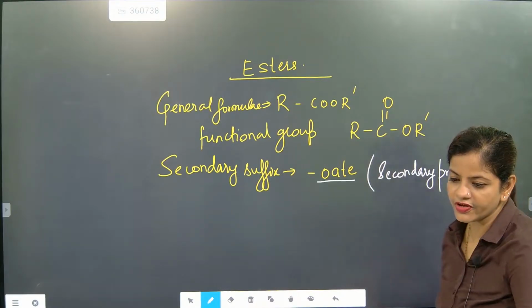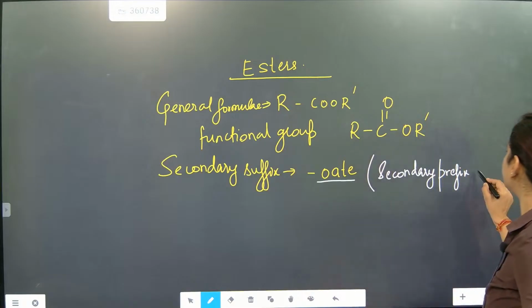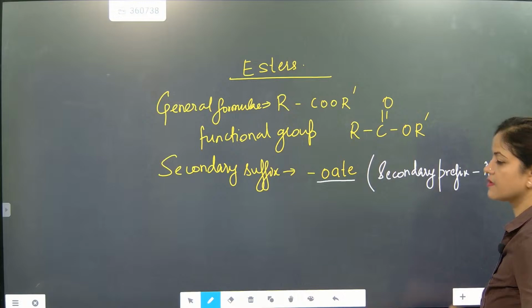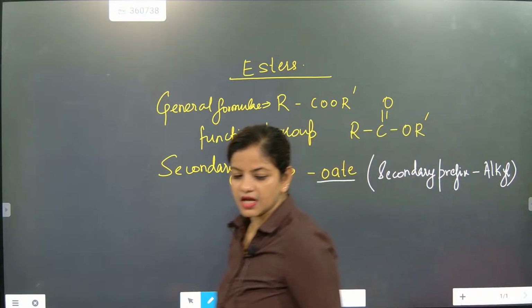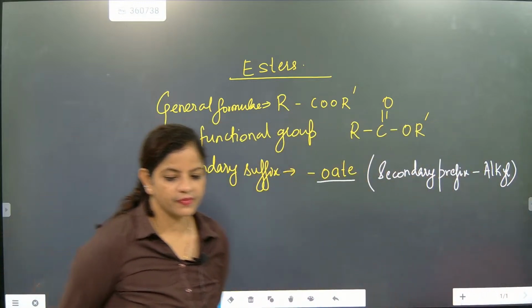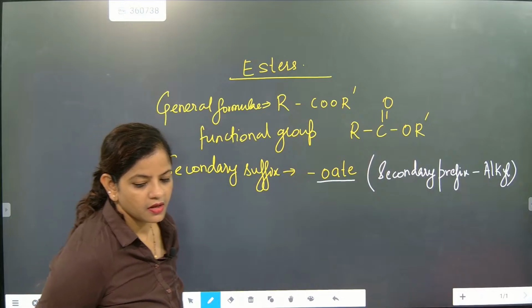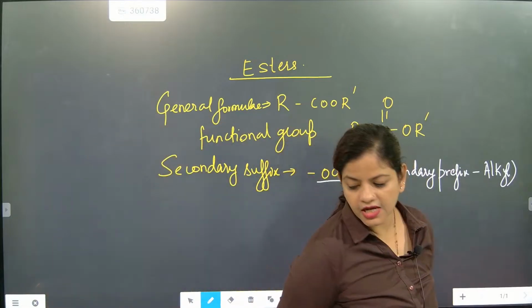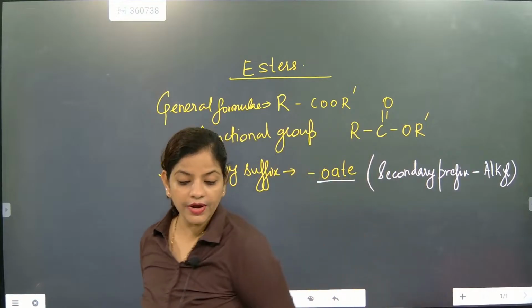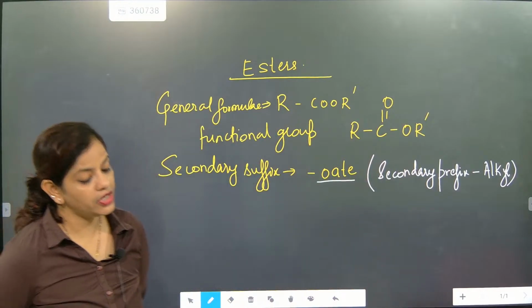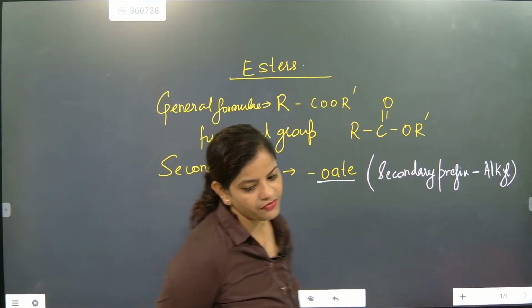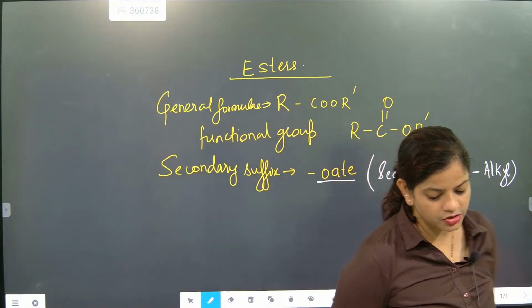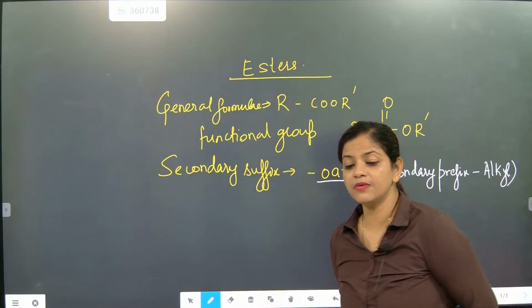So when they talk about the secondary prefix, it is coming as alkyl. That is called alkyl. Understood? So OATE is the secondary suffix. But when they ask you for the primary suffix, what are you going to say? Alkyl. Understood? So now, how do we write the IUPAC name?